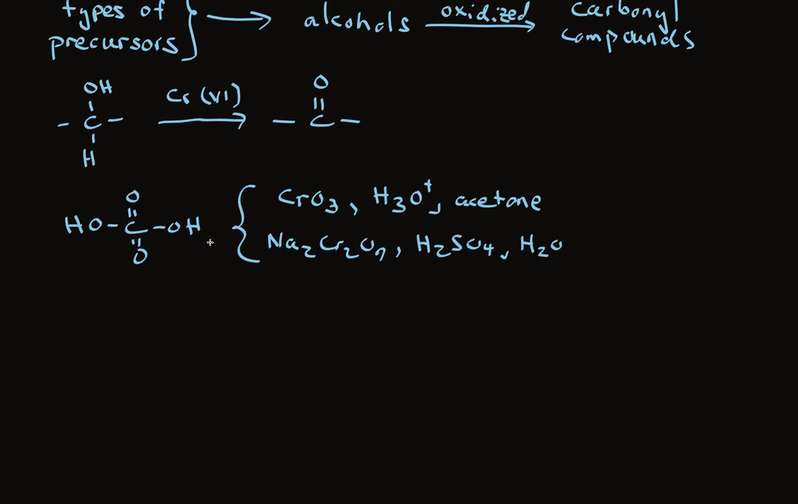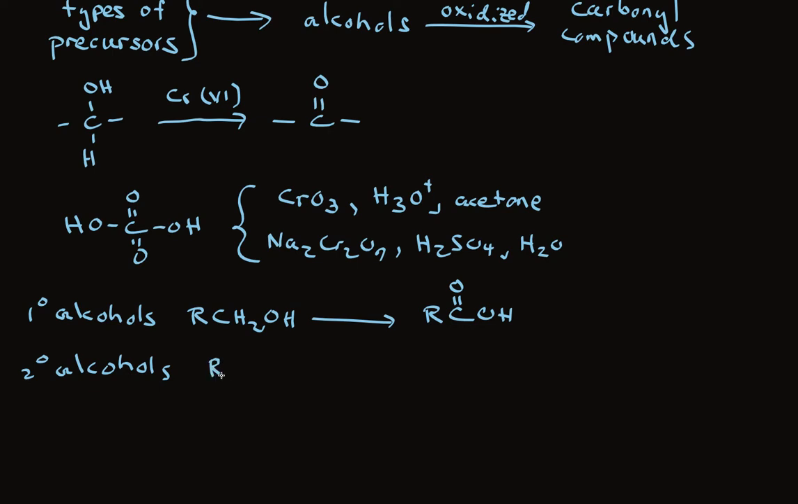And chromic acid oxidizes primary alcohols, which would be RCH2OH, to carboxylic acids. It oxidizes secondary alcohols, this would be R2CHOH, to ketones. The point is that chromic acid is a strong oxidizing agent, and it will take a primary alcohol as far as it reasonably can in terms of oxidation level, and secondary alcohols can only be oxidized to ketones.